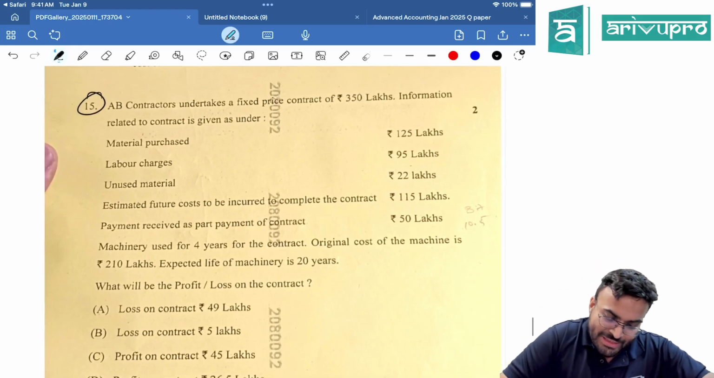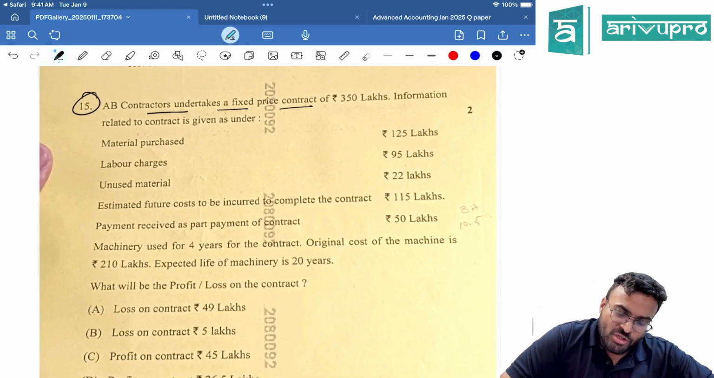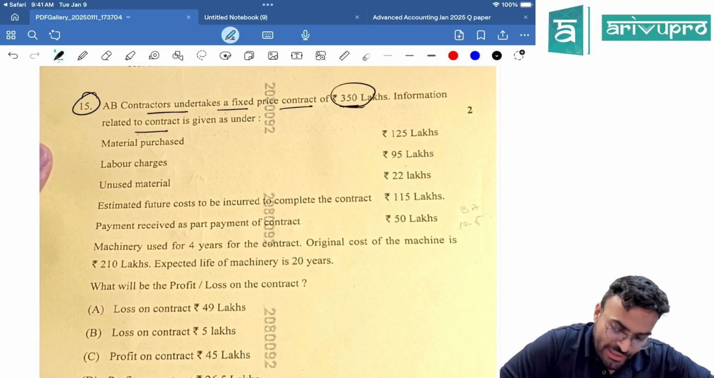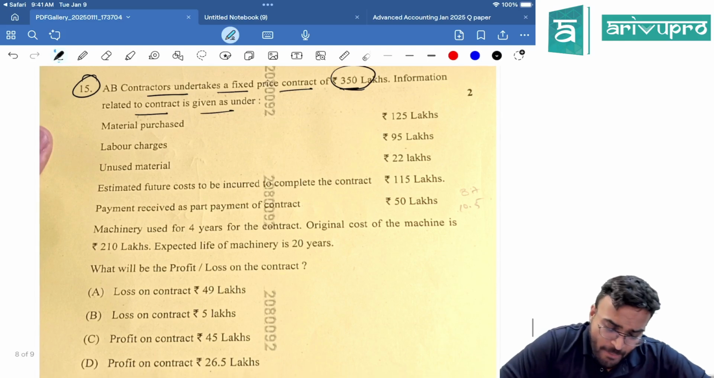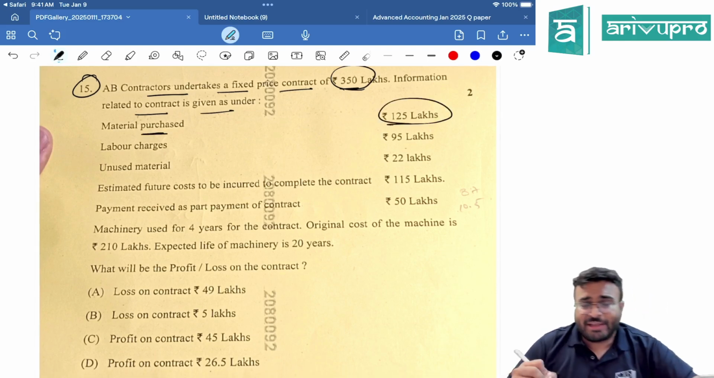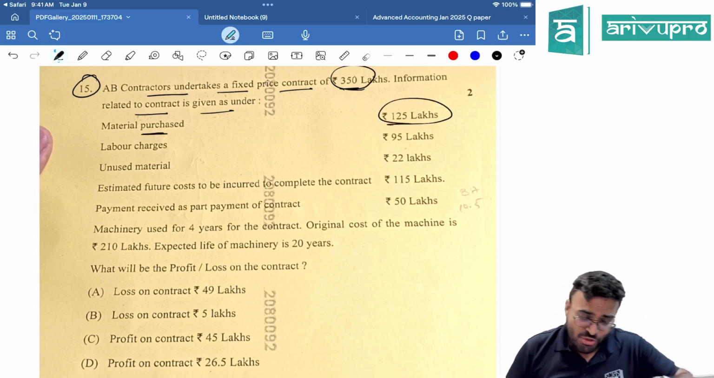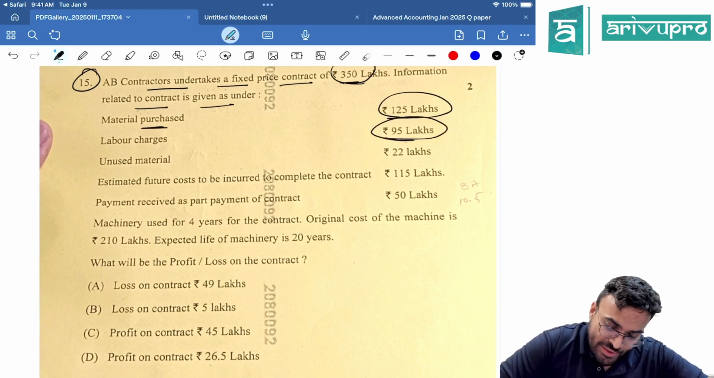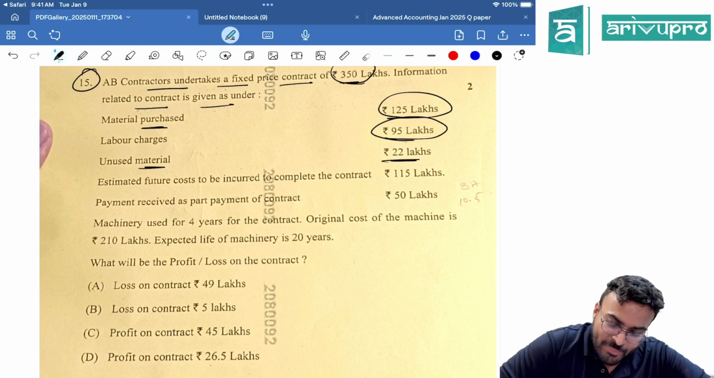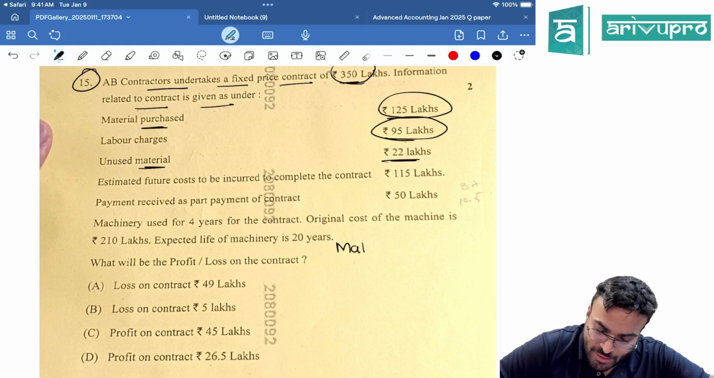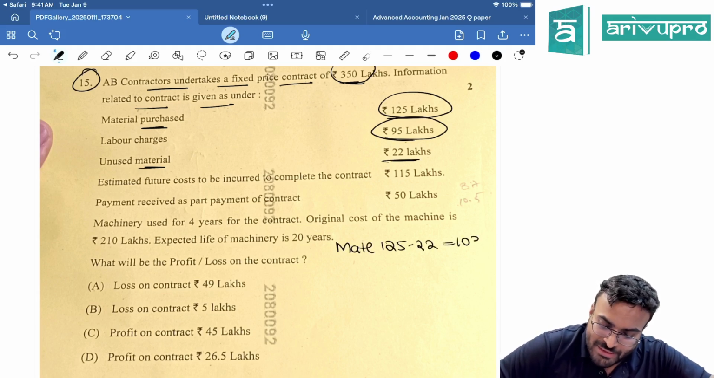Okay, next question, guys. AB Contractors undertakes a fixed price contract for 350 lakhs. Information relating to the contract is given as under. Material purchased 125 lakhs. Labor charges 95 lakhs. Unused material is 22 lakhs. That means it's not used. So material will be what? 125 minus 22. Material will be 103.